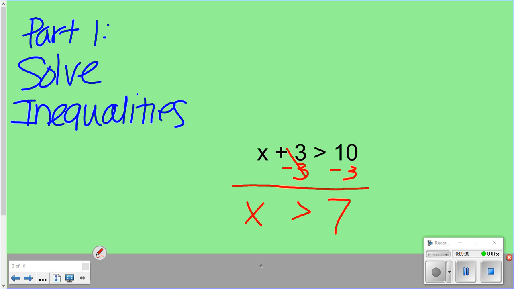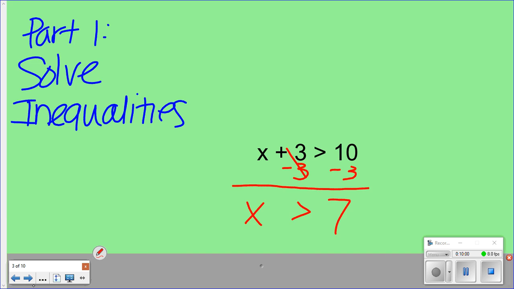So let's pick one. Let's pick 8. Let's put it in. 8 plus 3 greater than 10. Well, this is 11. Is 11 greater than 10? Yep, so it makes sense. So that's what they're saying. Anything that I can make x, I can put in there, and it's going to make this true. Okay? So that's pretty easy.